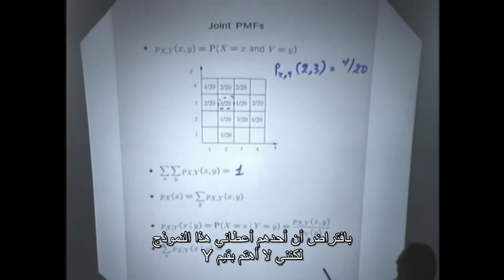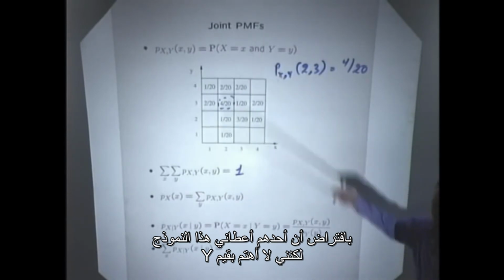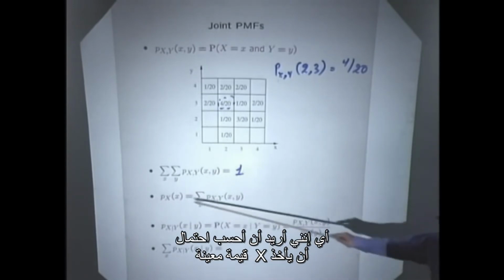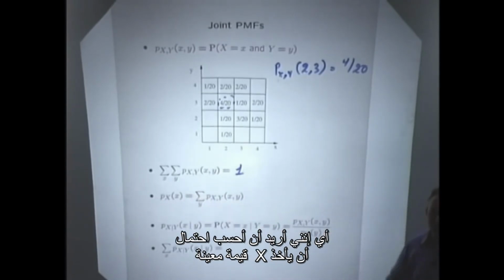Now, suppose somebody gives me this model, but I don't care about y's. All I care about is the distribution of the x's. So I want to find the probability that x takes on a particular value.